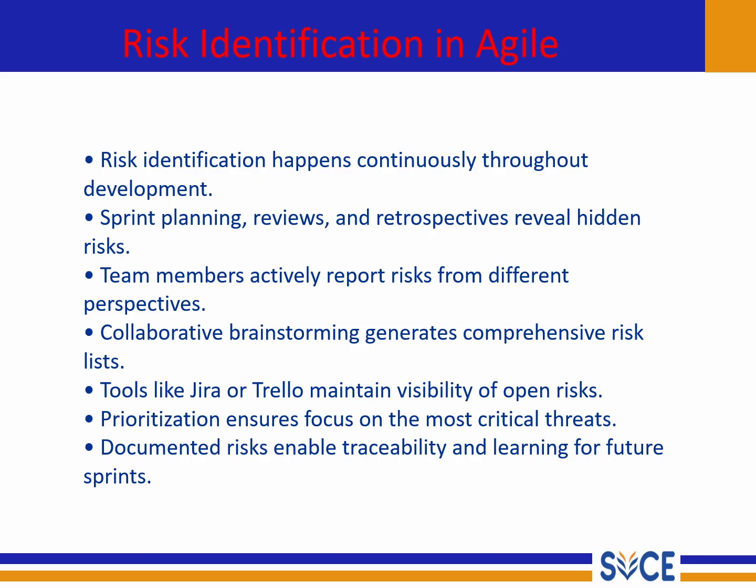Risk identification in Agile means finding possible problems early in the project so they can be handled before they affect the progress. In Agile, risks are not identified once but continuously throughout development. This helps the team detect problems early instead of waiting till the end.